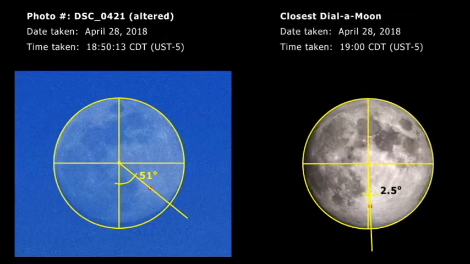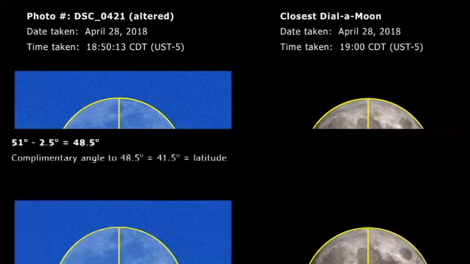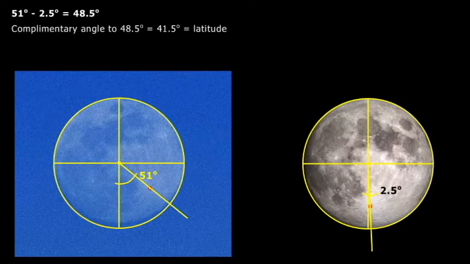Now I take the closest Dial-A-Moon. I keep it in its original position here, and I figure out where Tycho crater is, and here I get a 2.5 degree angle, and they're both in the same quadrant, the southeast. So in order to get my actual sway, I have to subtract the 2.5, and in that case I get 48.5 degrees, which is my complementary angle to my latitude, in this case 41.5 degrees. We predicted in previous videos that when the moon is near the horizon, I should be able to get my latitude via the complementary angle.